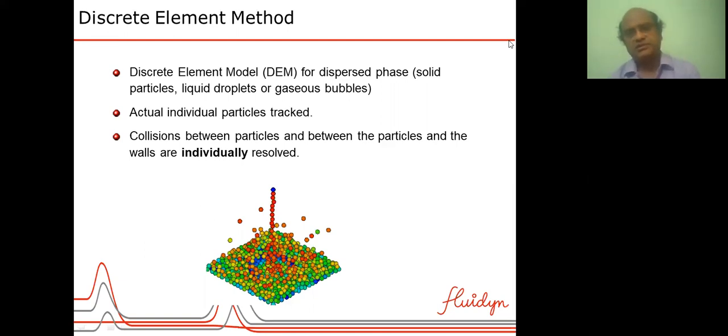So in a room there could be a very large number of particles. Even with the computational power we have now, it's very difficult to track all the particles individually. So we use a parcel-based approach, but that has certain limitations. There could be some scenarios where the particle-particle interactions are very important, and we have to consider individual particles separately. So in that case, a method called the discrete element model is used. In the discrete element model, each individual particle is tracked, and collisions between particles and between the particles and the walls are individually resolved.